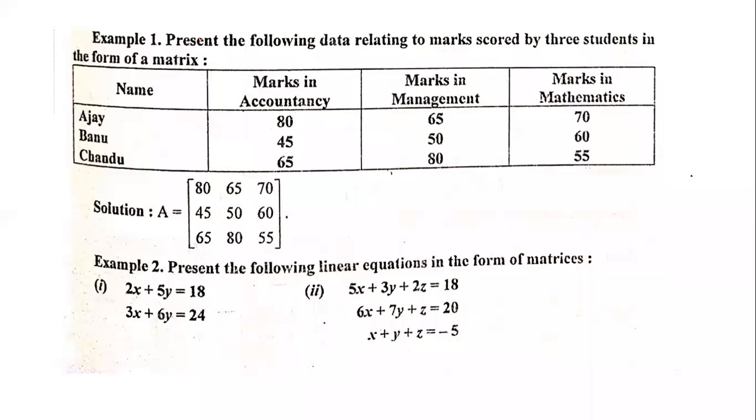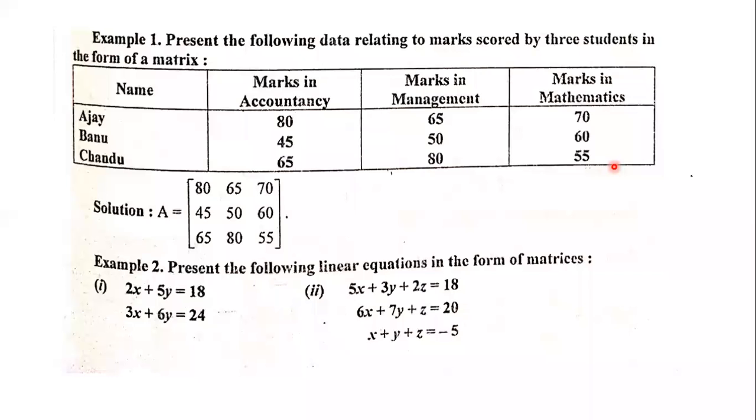Okay, so here, present the following data related to marks scored by 3 students in the form of a matrix. So they have given data of the 3 students which you have to show in a matrix. Name Ajay, Banu, Chandu, and their marks in accountancy, management, and mathematics. So they've asked us to represent this data. It is very simple because a matrix is just a systematic way of representing the data with only numbers. So they have given you 3 rows and 3 columns along with organized numbers.